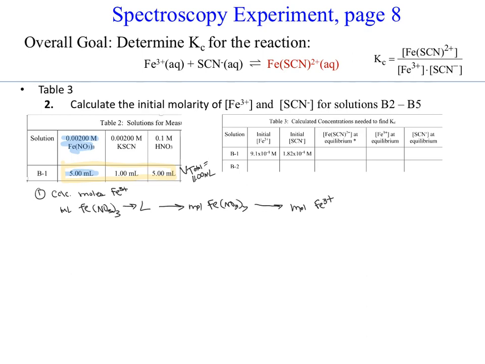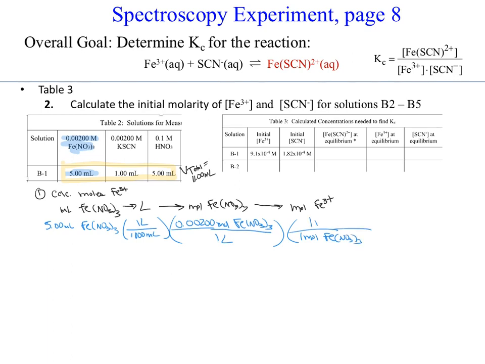So let's go ahead and give that a shot. I'm starting, for solution B1, with 5.00 milliliters of iron 3 nitrate. I know for every 1 liter, I've got 1,000 milliliters. And then my molarity as a conversion, so again, we have 0.00200 moles of FeNO3 for every 1 liter. And for every 1 mole of iron 3 nitrate, I've got 1 mole of Fe3+.